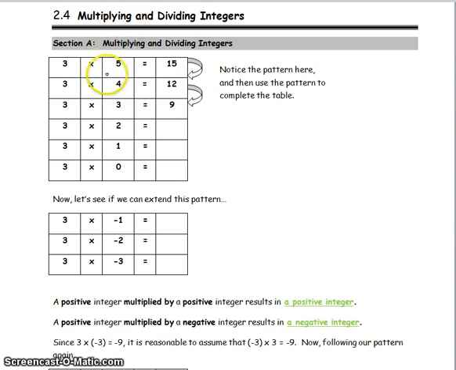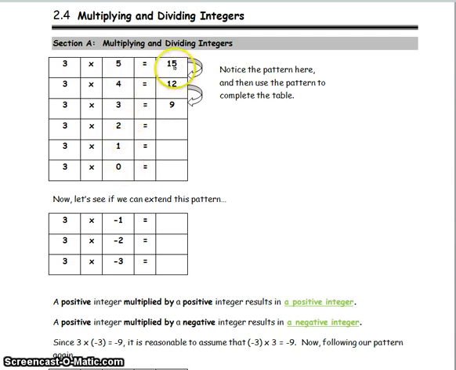Now as you see here, we have three answers provided for us. 3 times 5 is 15, 3 times 4 is 12, and 3 times 3 is 9. Notice that all of our lead numbers here are 3, and they're multiplying by numbers in descending order. We have 5, 4, 3, 2, 1, 0.